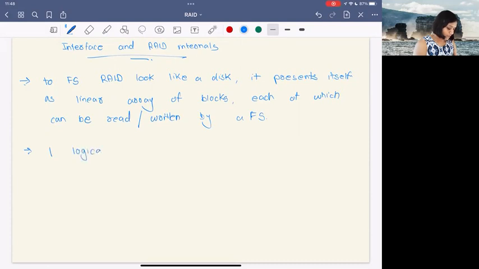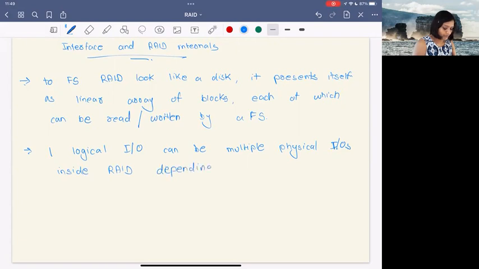So one logical IO, which is an IO issued by the file system, can be multiple physical IOs inside RAID, depending upon what algorithm we are using.